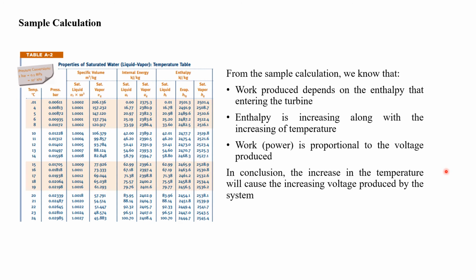From the previous sample calculation, since the enthalpy out of the system and the mass flow rate of the fluid have been assumed, we know that the work produced depends on the enthalpy entering the turbine. And the enthalpy increases along with the increase of the temperature as shown in table A2. We know that the increase of temperature will cause an increase in enthalpy also. And then we know that the work, which is the power, is proportional to the voltage produced by the turbine. In conclusion, the increase in temperature will cause an increase in the voltage produced by the system.